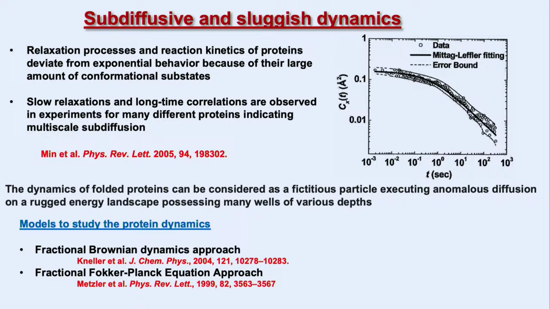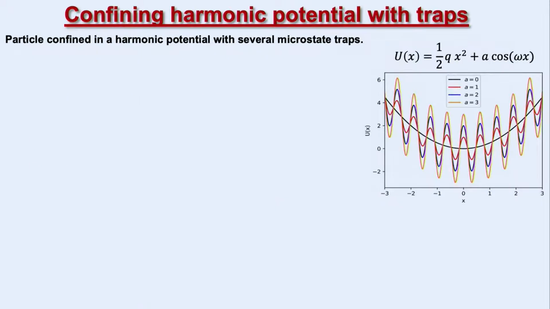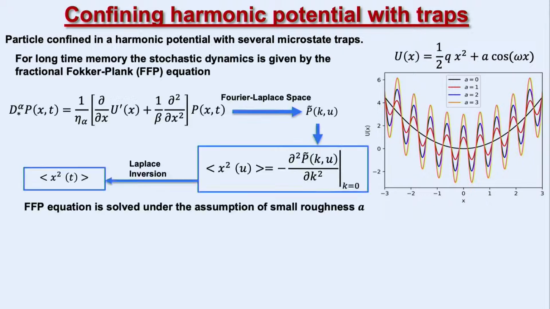So, with the idea of roughness that we have for now, we wanted to look into a particle confined in a harmonic potential with several microstate traps. The idea is that for long time memory, the stochastic dynamics will be given by the fractional Fokker-Planck equation. I am not going into details where we go to the Fourier-Laplace space, find the solution, and from there obtain the distribution and the moments of the distribution.